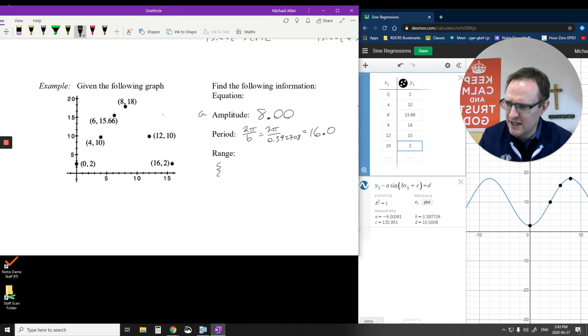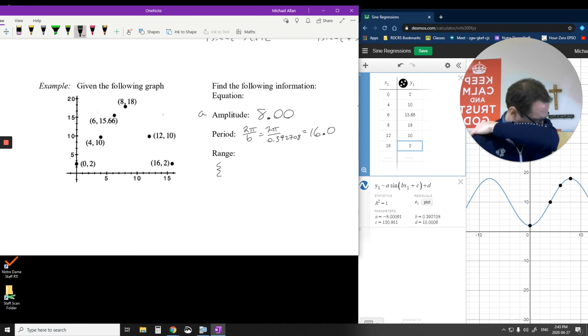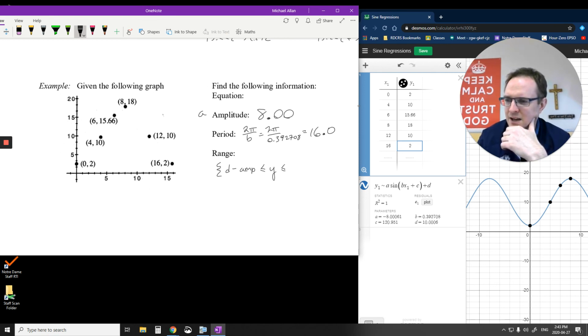And my range, remember your range is going to be from the midline minus my amplitude to the midline plus my amplitude. My midline here is 10. So my midline is my D value. I'm going to minus my amplitude, not my A value, my amplitude. And then my other one's going to be my D plus my amplitude. So my min is going to be 10 minus 8, so 2. That makes sense because the graph goes down to 2 as well. And then my max is going to be 10 plus 8, so that gets me 18. You can see that's the top point over there too.